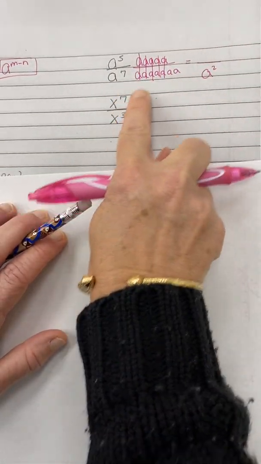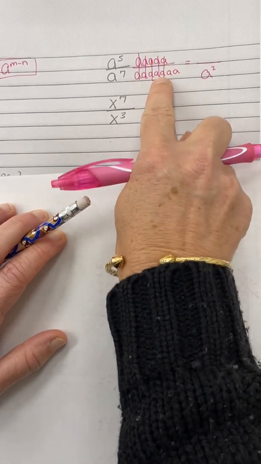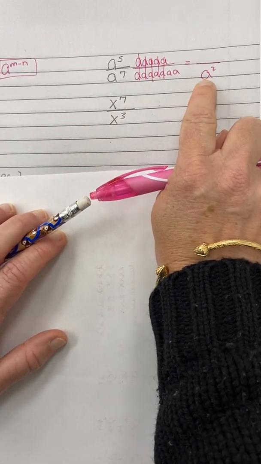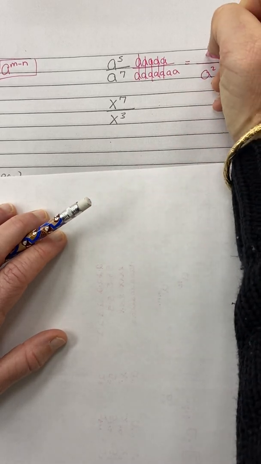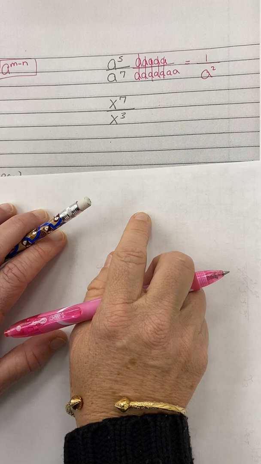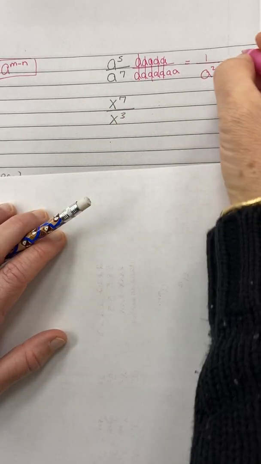So let me recap. I crossed out, crossed out, crossed out, crossed out, crossed out. I had a squared, but it was on the bottom. So I have to write it on the bottom, and I'm just going to put a 1 on top because I can't have nothing on top, okay? Now, we're going to get into this a little more later.